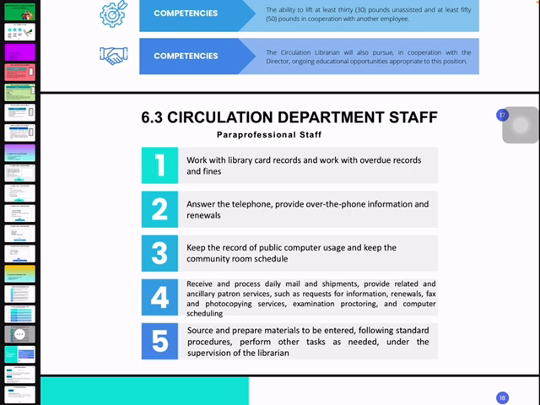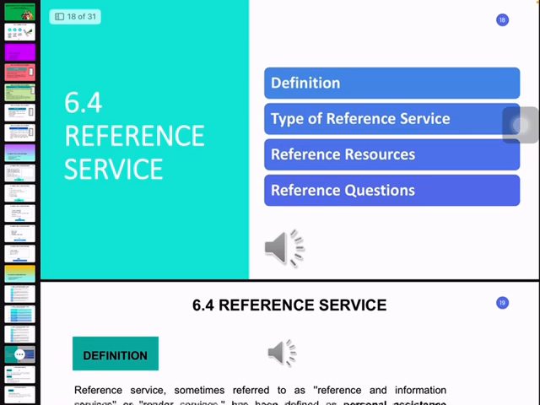Source and prepare materials to be entered, following standard procedures, and perform other tasks as needed under the supervision of the librarian. All of these things need to be supervised by the librarian, and somehow they are doing work based on the librarian's instructions. Okay, now reference service.